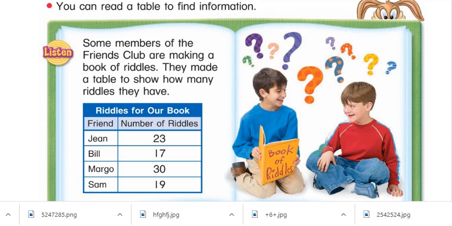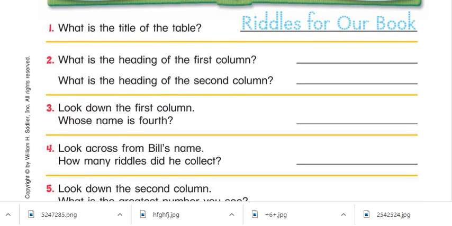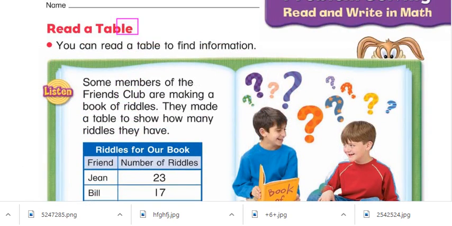Now let's go down and check what do we have. What is the title? Put a box or a circle or underline or highlight, whatever you want, on this word. It's highly important, the word title, title of the table. Riddles for our book. How to find out the title?